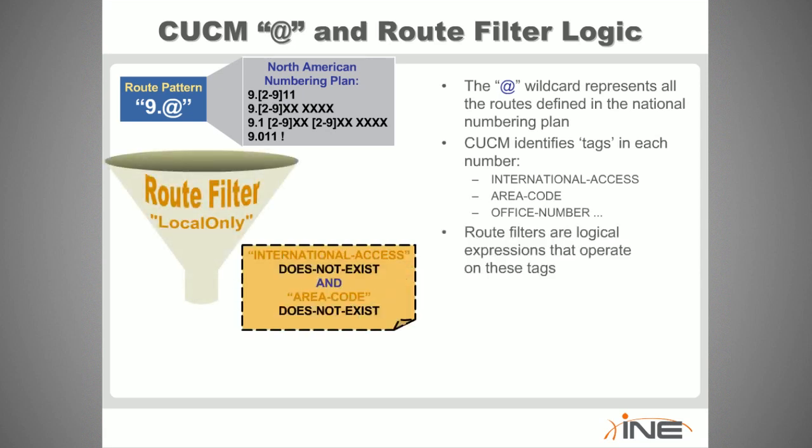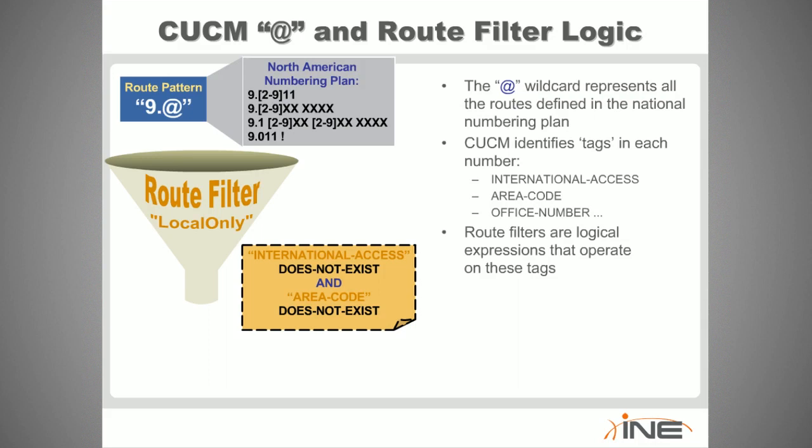So these route filters then, we call certain things into play. So maybe we say international access does not exist and area code does not exist. So if those two are the case, then that pretty much eliminates the fourth of those patterns, 9011, because that's an international access code. An area code does not exist. That eliminates not only the long distance for 91, 2 through 9 XX, where there's still 7 digits, 2 through 9 XX, XXXX. It eliminates that one, but it also eliminates local numbers that have an area code.